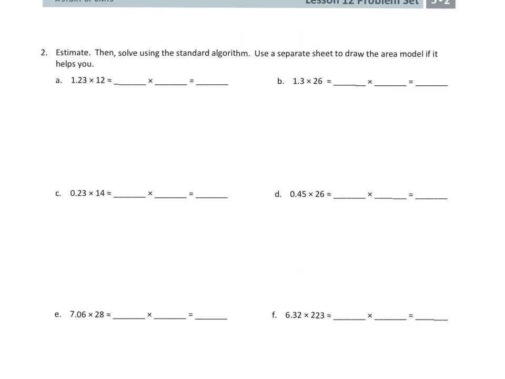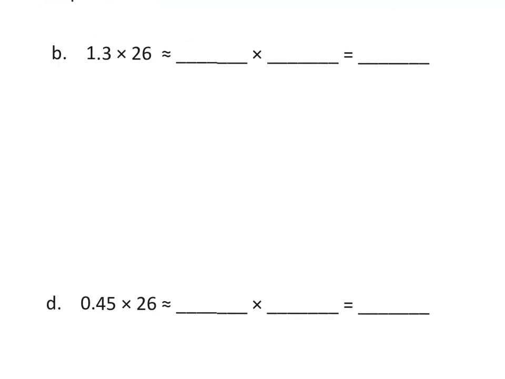So number 2, same thing. We're going to estimate and then solve using standard algorithm. Now on this page, we're not going to do all of them, but notice that they don't give you a whole lot of space like they did on the first page. So we're going to make sure that we try to write small and squeeze it in neatly into the space provided for us. All right, we're going to go ahead and round 1 3/10 to the nearest whole number.